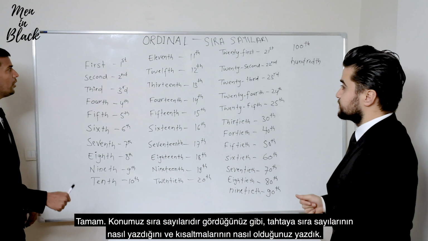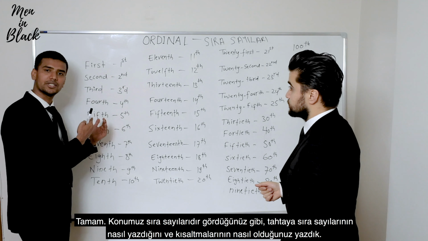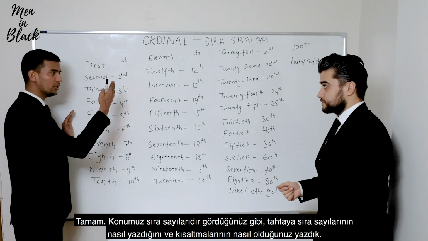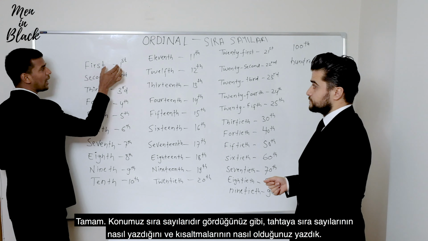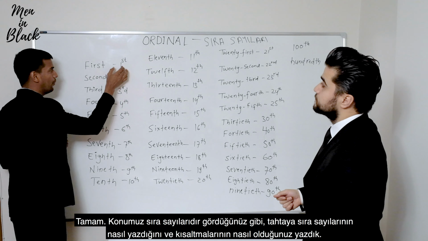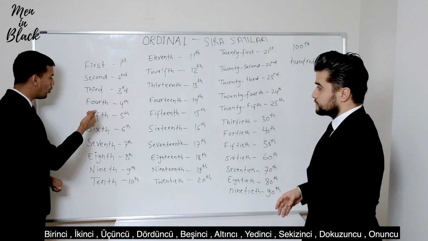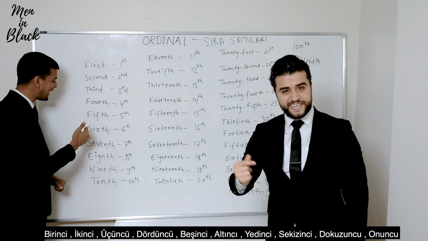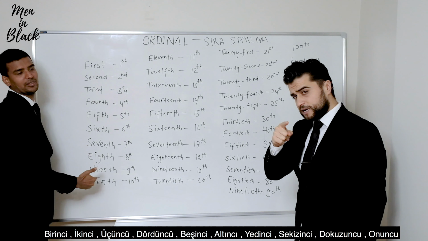Okay, our topic is ordinal numbers. As you see, we already wrote our ordinal numbers on the board, how to write them and how to write them in short form. First, second, third, fourth, fifth, sixth, seventh, eighth, ninth, tenth.